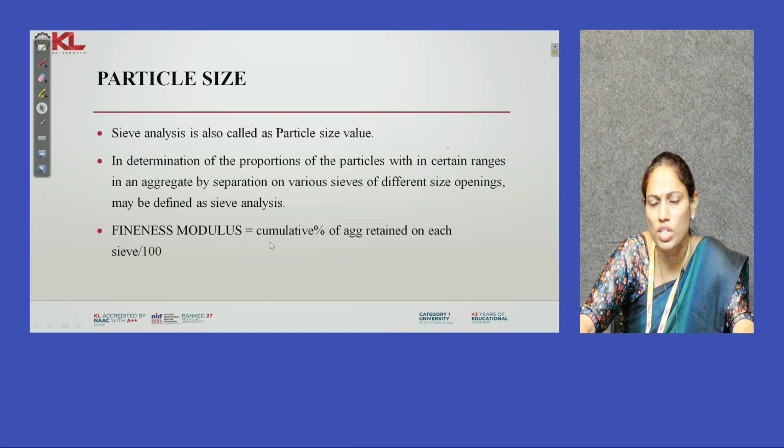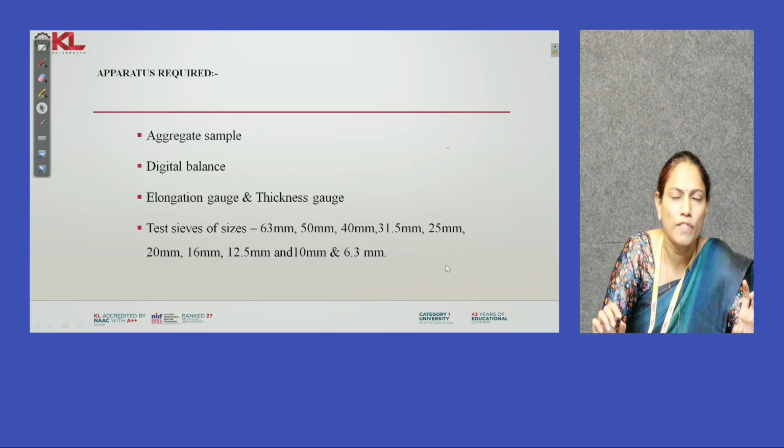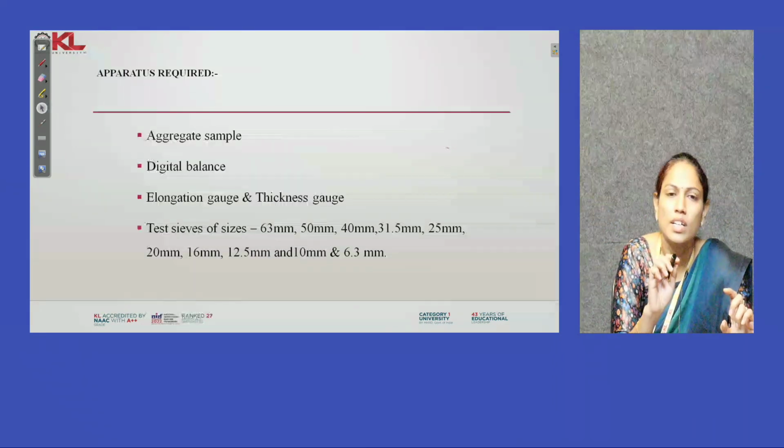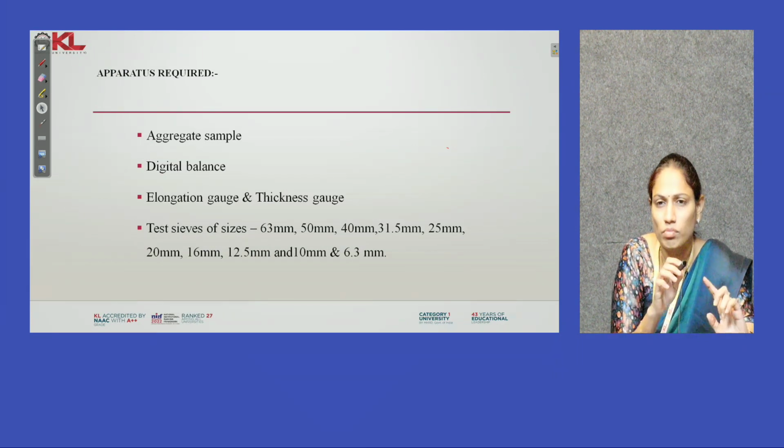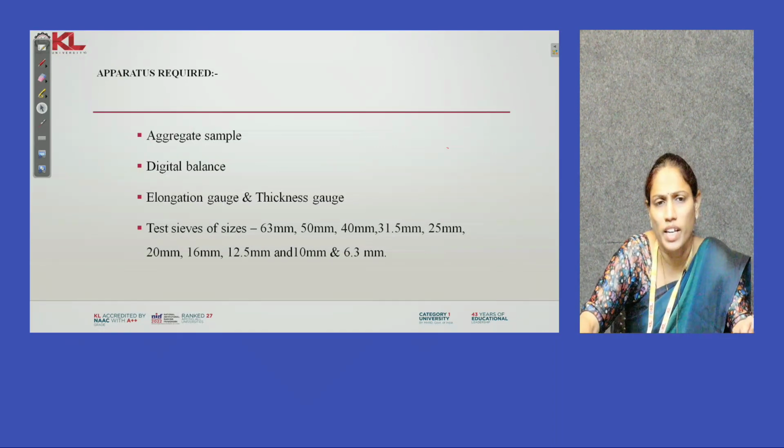So fineness modulus: to find the different sizes of the aggregates through sieve analysis, we cumulate the percentage retained on each sieve and divide by 100. This is a practical test we are going to do in the laboratory. The next one is flakiness, where you insert the aggregate into the gaps of the gauge. Based on that, we see how many flaky stones are there in the aggregate.